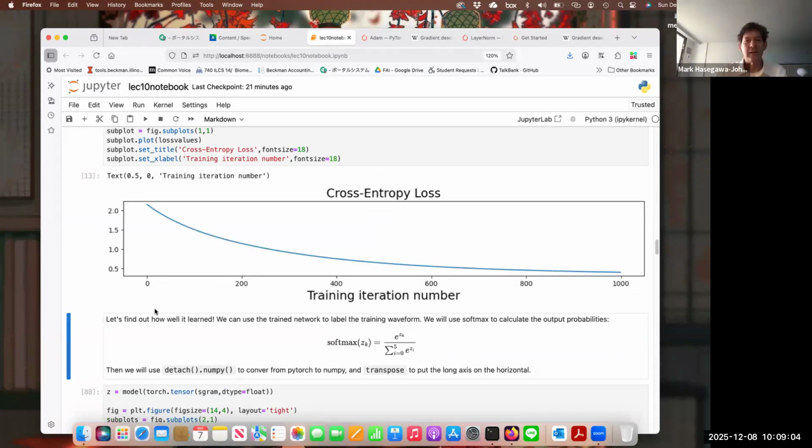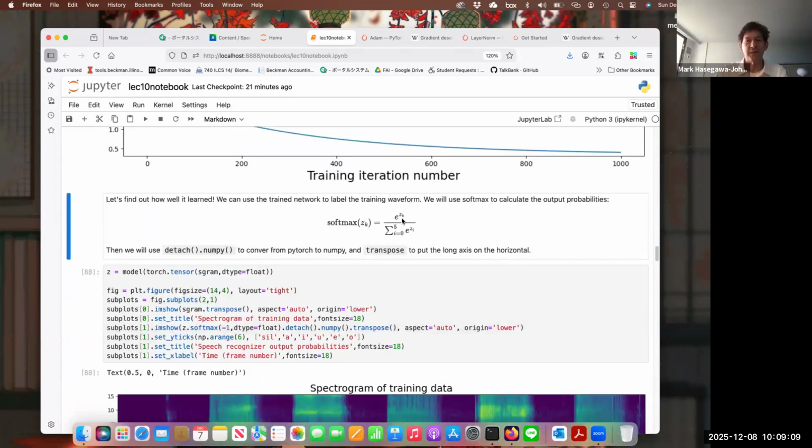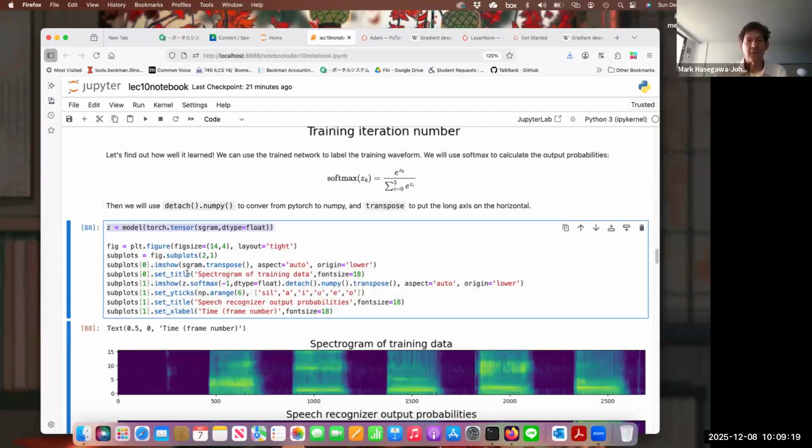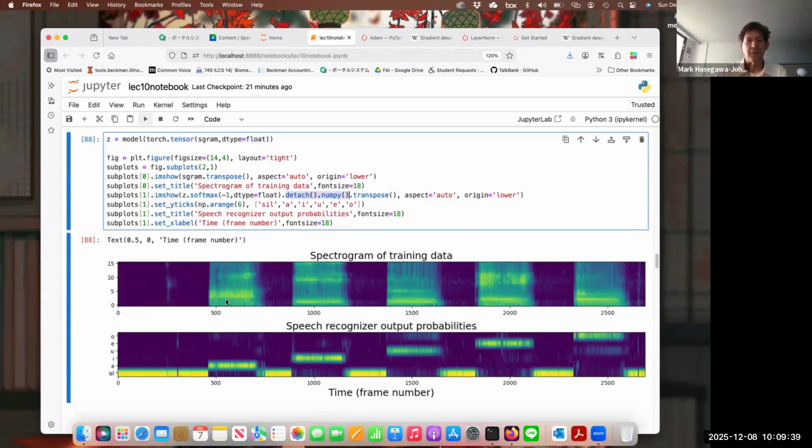which is pretty good. We can find out how well it worked on the training data by calculating this softmax. The softmax of z sub k is this probability, p sub k. Right, so here's z, I apply the model to the spectrogram, and then I can plot the spectrogram first, and then take the softmax of z. So I'll take z, apply the softmax to it to convert it into a probability, and then apply detach and numpy to convert it from PyTorch into NumPy format. And the results look something like this.